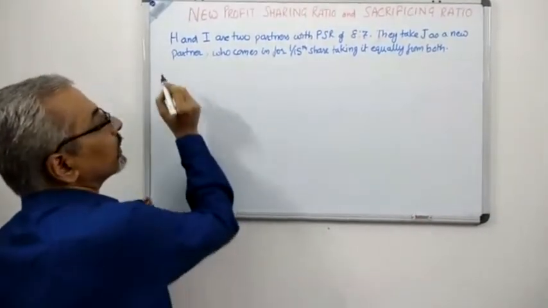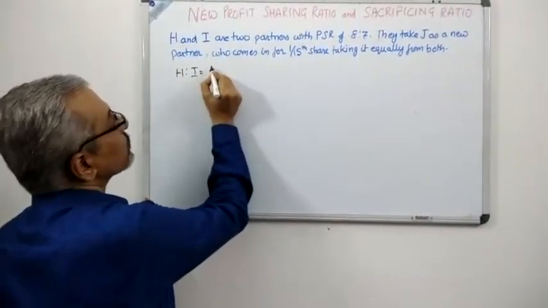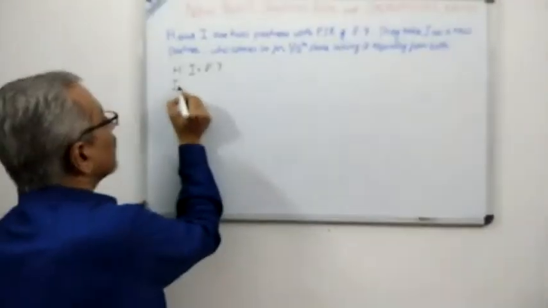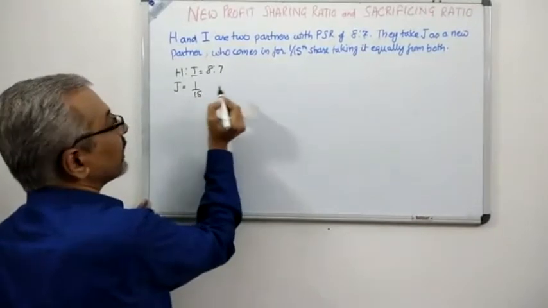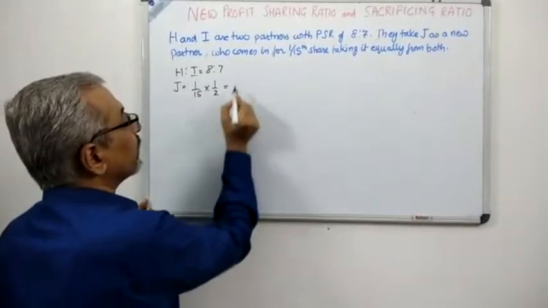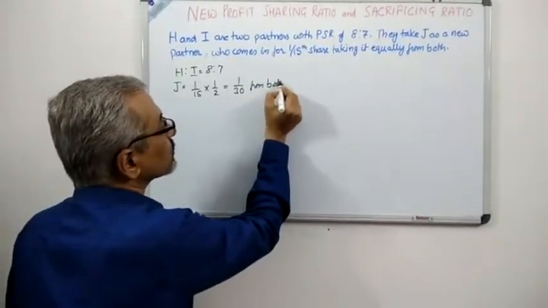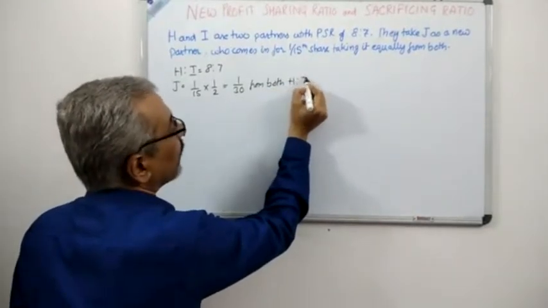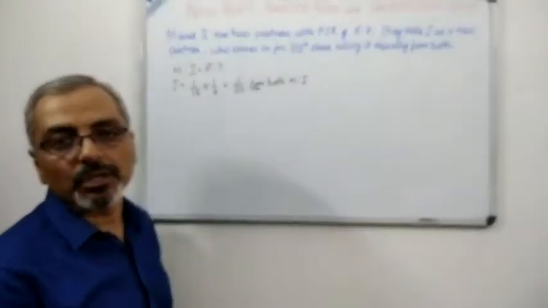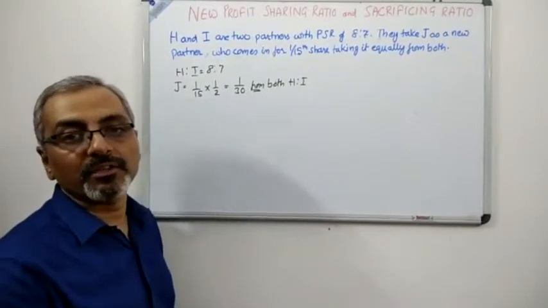Now let us see over here. You can see H and I are two partners with a ratio of 8:7, and J has come in for 1/15th share, and he has taken it equally from both. So 1/15 into 1/2, that means 1/30 from both H and I. Whenever this word from has been used, we'll directly do a subtraction from H's share and from I's share and calculate what will be H and I's new share.